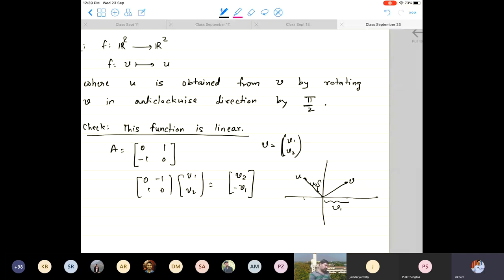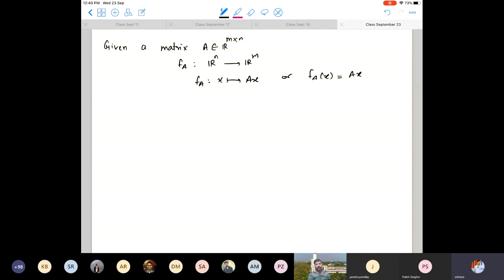So what is the question that I want to ask now? Can you tell me what is the question that I want to ask? One thing I know: given a matrix A belonging to R^(m cross n), there exists a linear transformation F_A from R^n to R^m such that F_A of x is equal to Ax. So that's how I can define a function from a matrix A, and this matrix A will give rise to a linear function. What is the question I want to ask now?